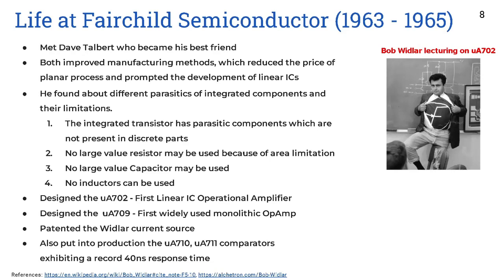And while working at Fairchild Semiconductor, he also patented the Widlar current source, which is a way to generate very low currents without using high value resistors, because we can't use high value resistors because of area limitation. So we could generate some very small currents using transistors and a medium value resistor, and that was basically the Widlar current source.